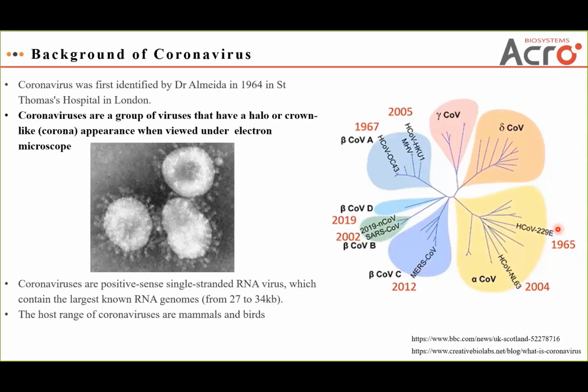HCoV-229E, HCoV-NL63 belong to the alpha genome group, and HCoV-HKU1, HCoV-OC43 belong to A lineage of beta genome group. These 4 coronaviruses can only cause common cold. SARS-CoV and SARS-CoV-2 belong to B lineage and MERS-CoV belongs to C lineage of beta genome group. These 3 coronaviruses have been shown to be lethal.